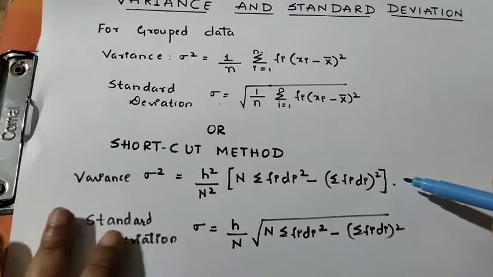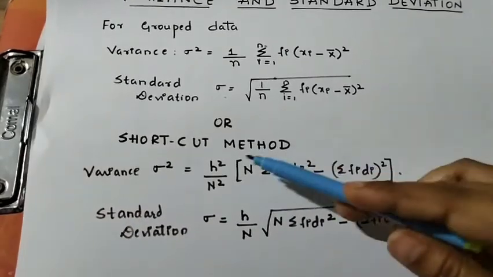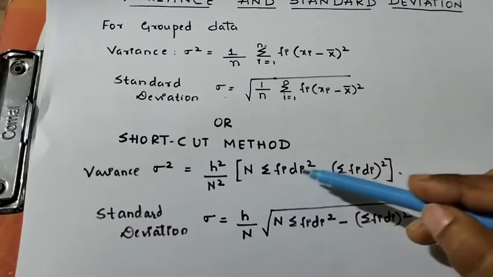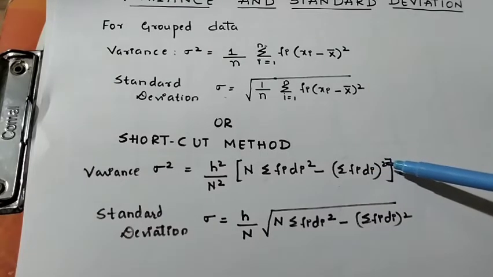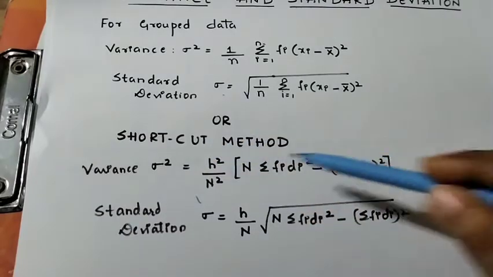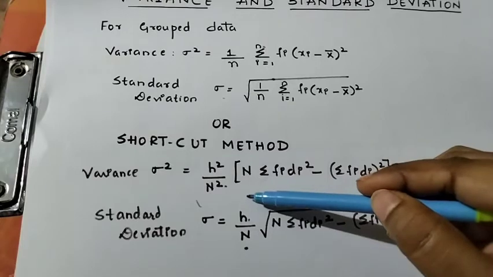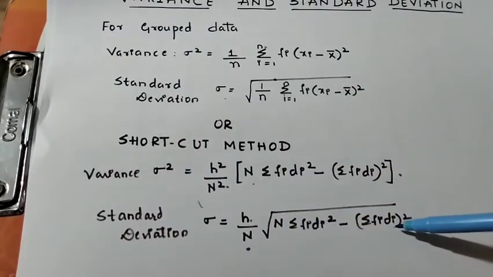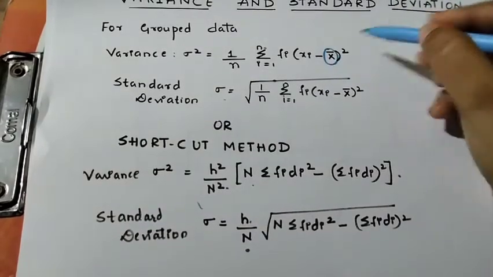So the formula to find variance using the shortcut method is h square divided by n square, n into summation fi di square minus (summation fi di) whole square. Standard deviation will be the square root of this value. Square root of h square will be h, square root of n square will be n. So this will be n into summation fi di square minus (summation fi di) whole square. So here the x bar value is nothing but the mean value.